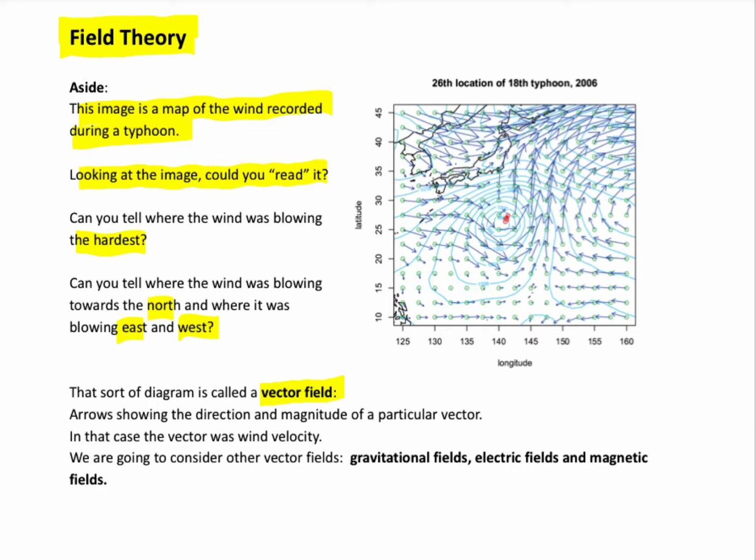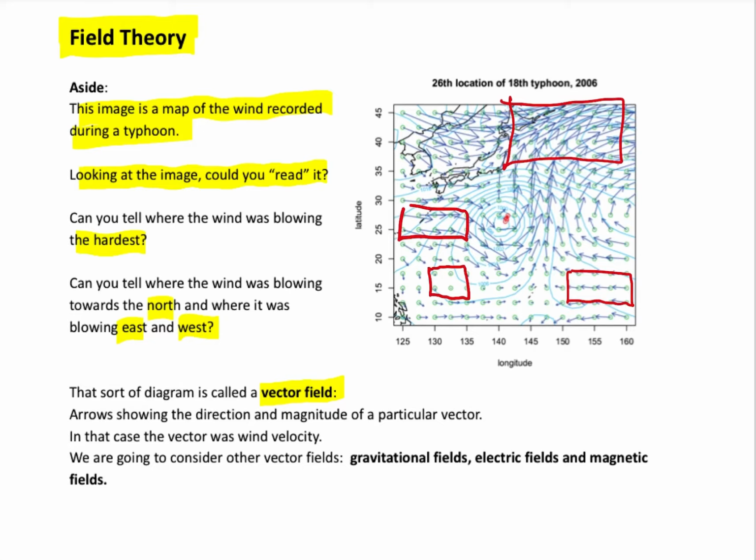For example, in this corner, there doesn't really seem to be any arrows. So that means there's no wind blowing. Up here, there's a lot of arrows. They're jam-packed close together. They're all fairly long, so I think that's where the wind is blowing the strongest. And it's kind of blowing north and east. Down here, the wind is blowing mostly to the west. Over here, it's blowing mostly to the east. So I can kind of read this thing.